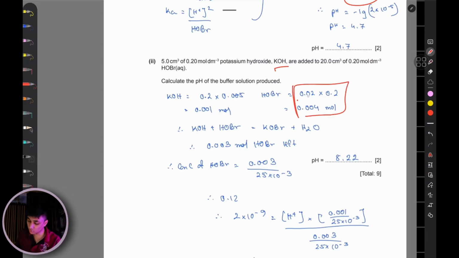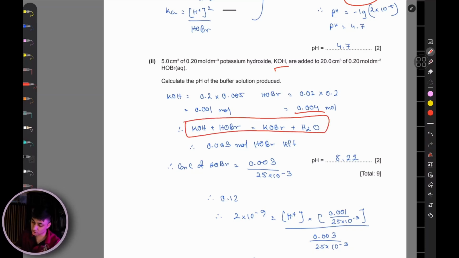For HOBr, you have 0.02 dm cube volume and 0.2 mole per dm cube of HOBr. Now, when you find the moles, it's going to be 0.004 moles. Fair enough. Now, if I write down the equation, it's going to be a ratio of 1:1. So 1 KOH reacts with 1 HOBr to form 1 KOBr salt and 1 molecule of water.